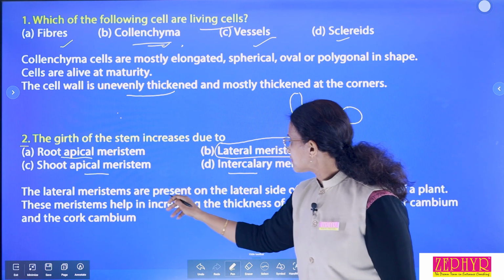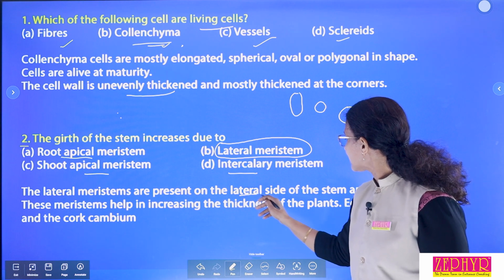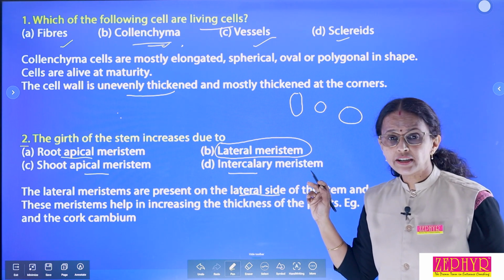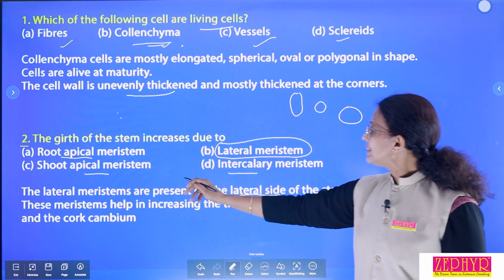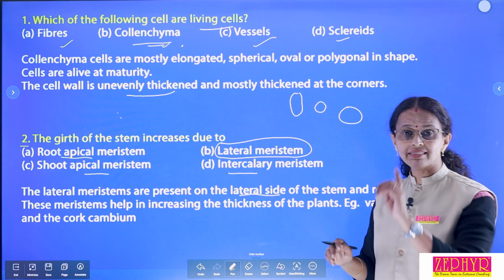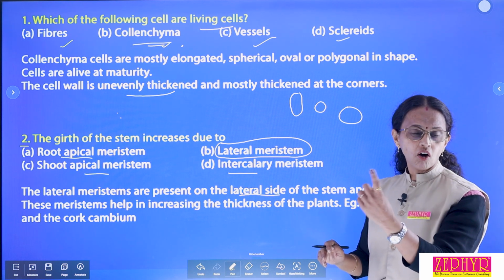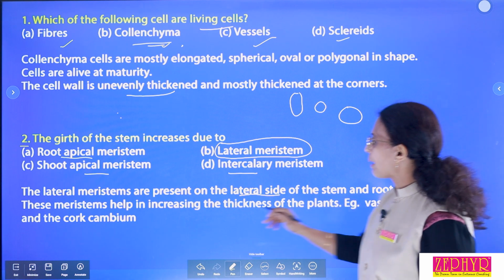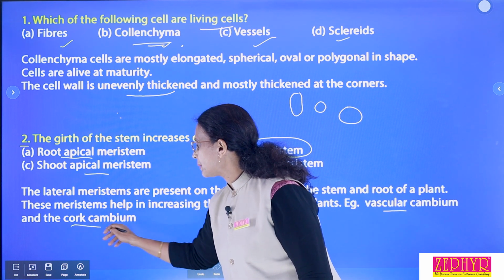The lateral meristems are present on the lateral side of the stem and root of the plant, which is usually present in dicot plants. These meristems help in increasing the thickness, the girth, or the width of the plant body. Example, vascular cambium and cork cambium.